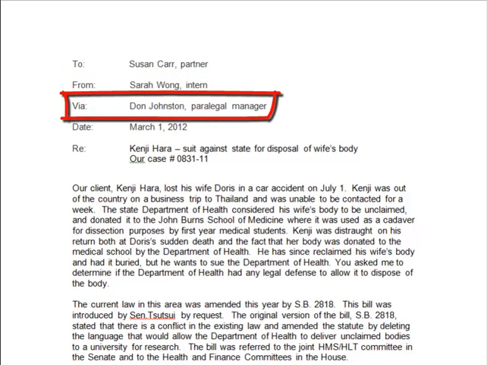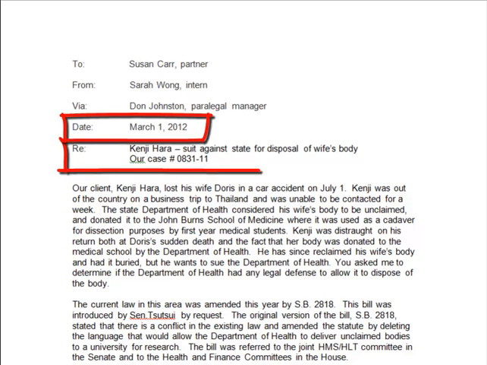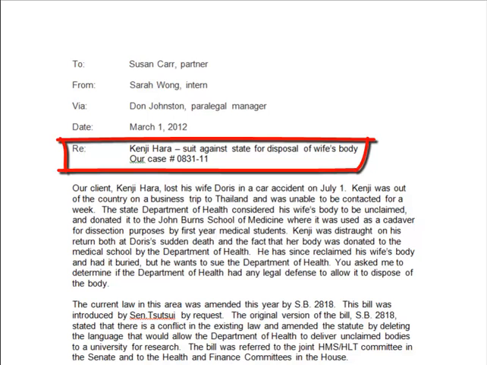Via is a line that you don't always see. It means that the memo was transmitted through somebody else, not directly to the partner. In this case, Sarah, being an intern, sent it through the paralegal manager first, who then reviewed it before he passed it on to the partner, just in case it needed any revisions. There's always a date line, and there's always a subject or re line.